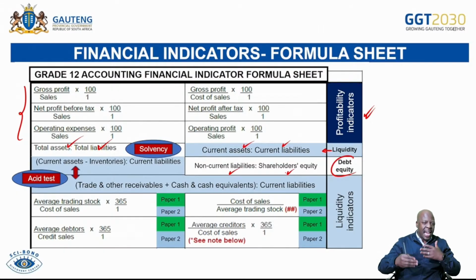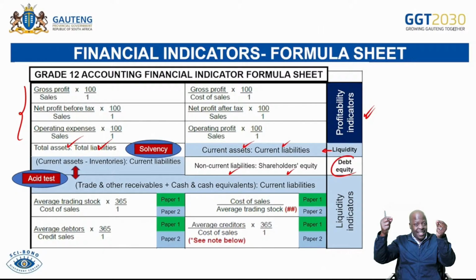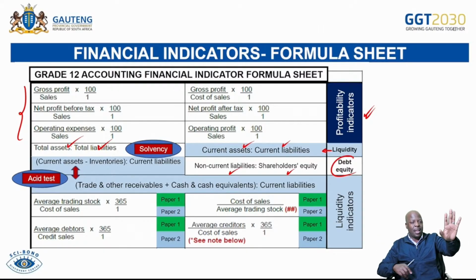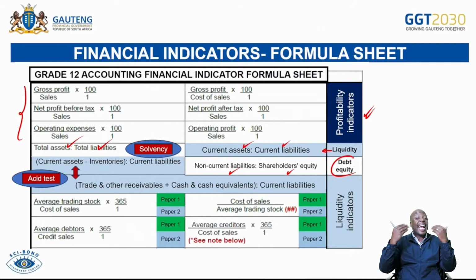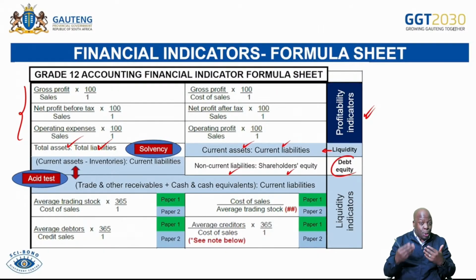I'm trying to give you their names because when you look at the formula sheet, it does not have names. It just has the formulas. You need to know the formula and the name so that when it's asked in the exam, you can say, if they want the debt equity, this is where I can find it. But I encourage you to know your financial indicator formulas by heart, on your fingertips.